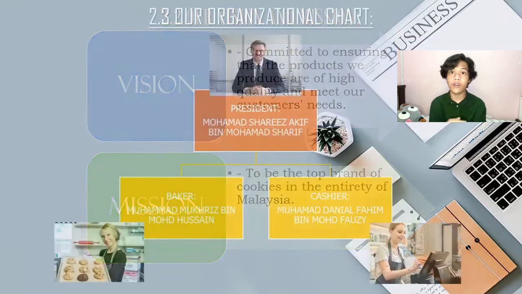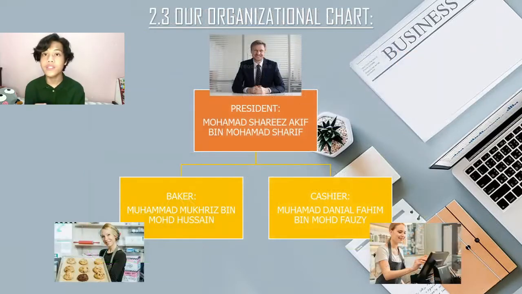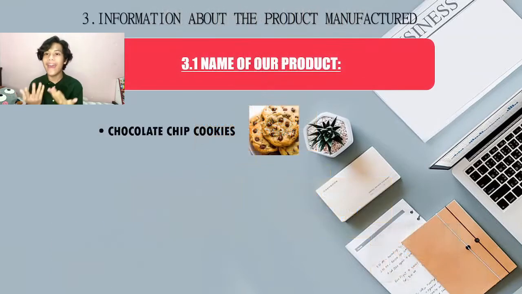Last but not least, organizational chart. What is organizational chart? An organizational chart is a diagram that visually conveys a company's internal structure by detailing the roles, responsibilities, and relationship between individuals within an entity. Our organizational chart consists of three, which is president, baker, and cashier.